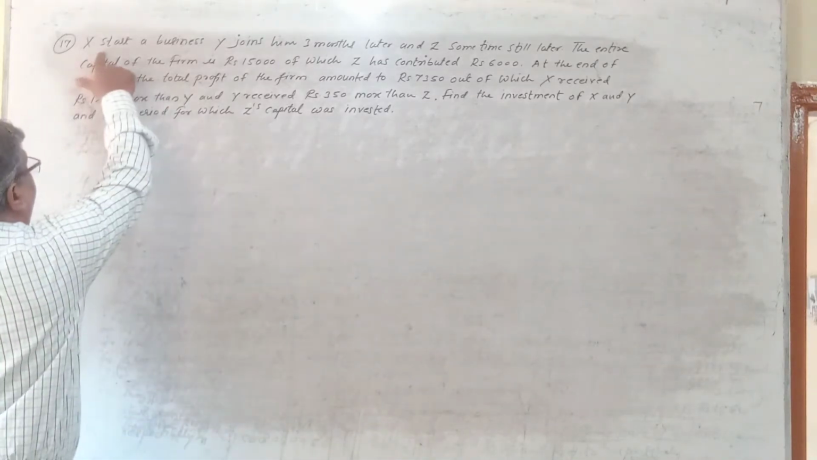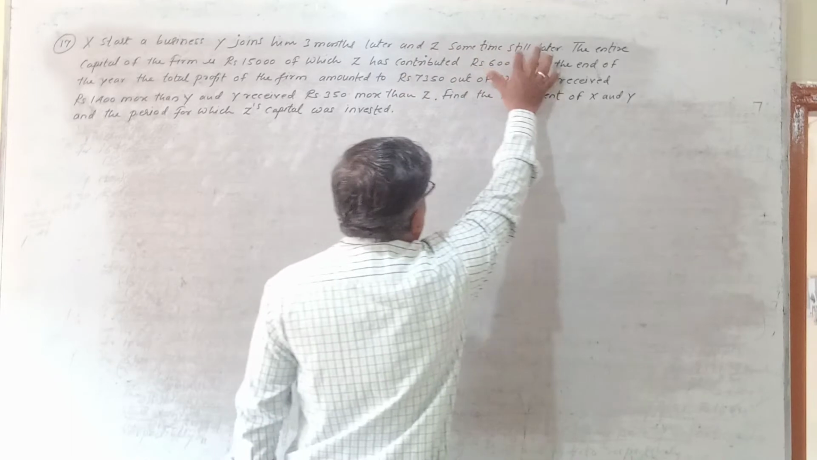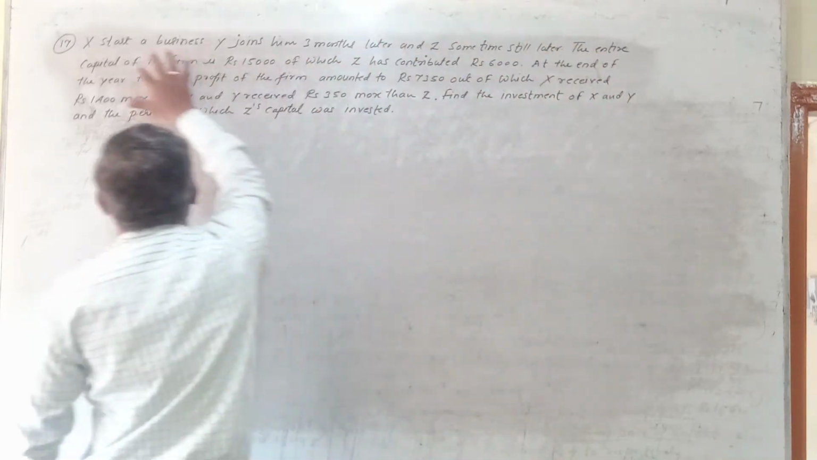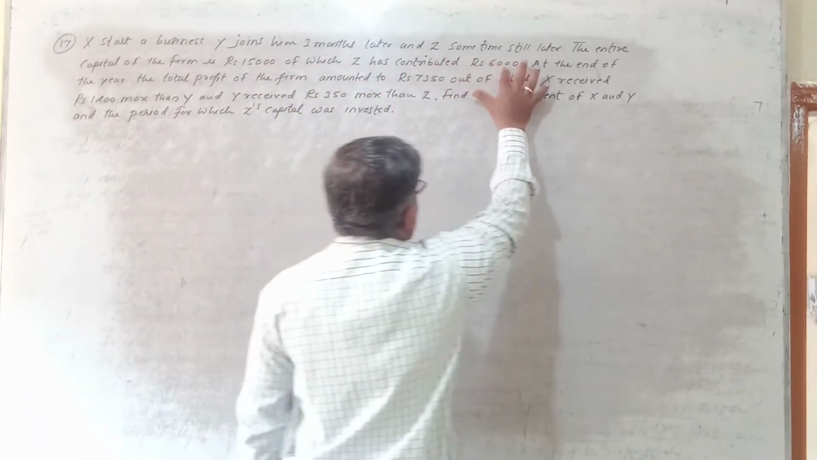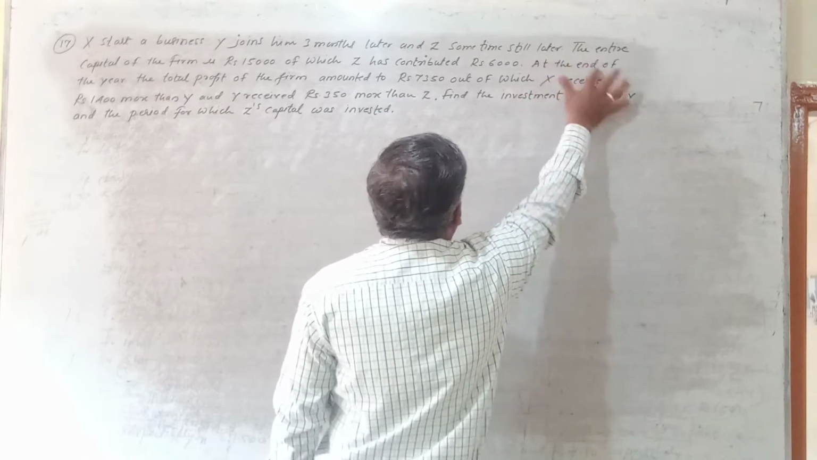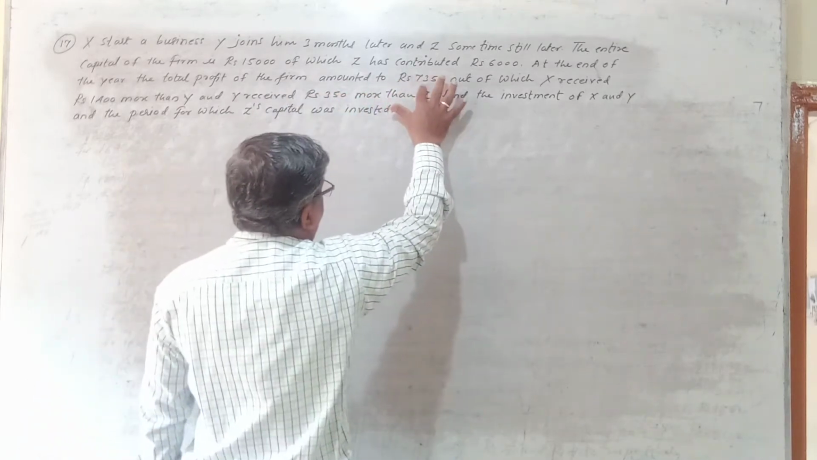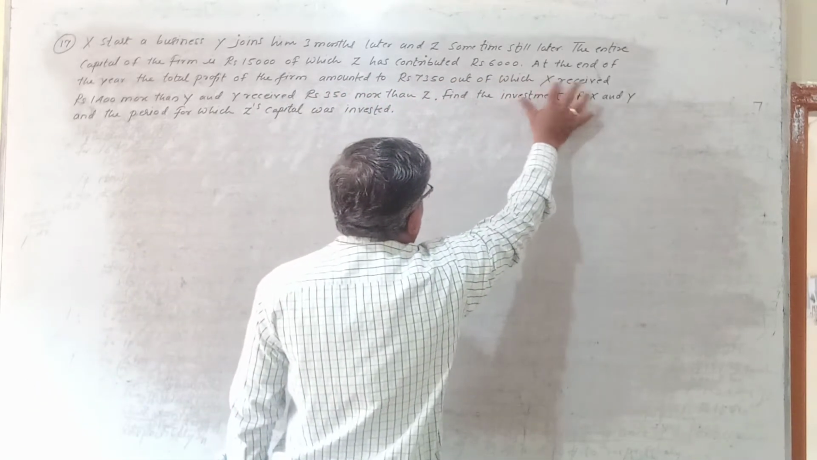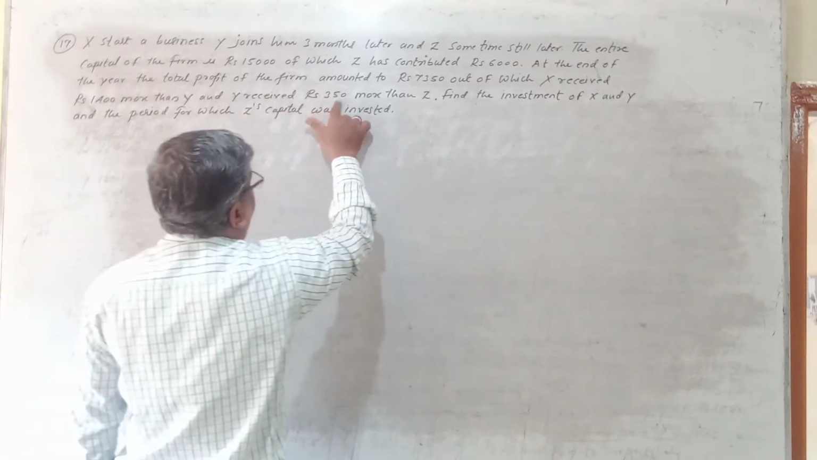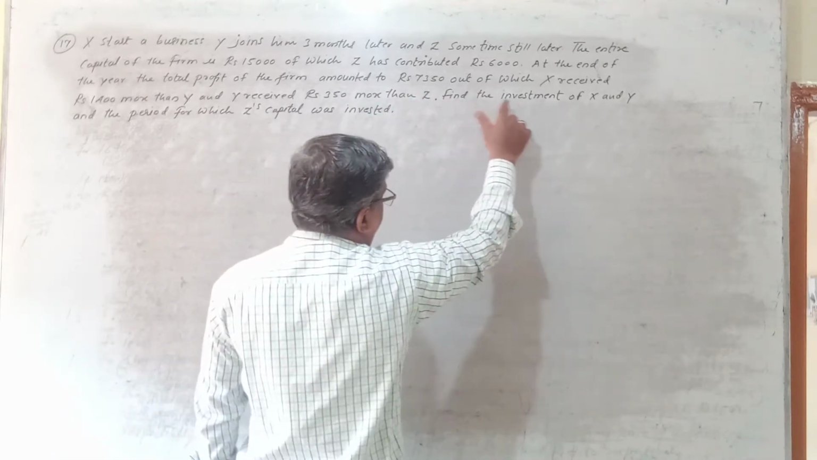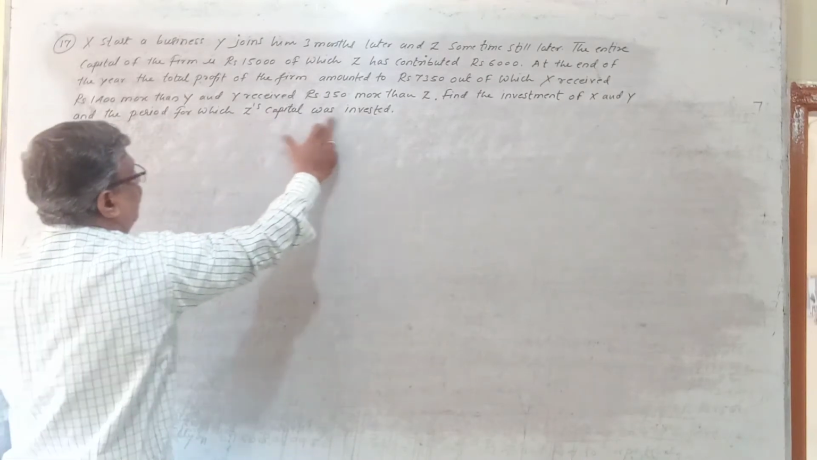The problem is: X starts the business, Y joins him 3 months later, and Z sometime still later. The entire capital of the firm is rupees 15,000, out of which Z has contributed rupees 6,000. At the end of the year, the total profit of the firm amounted to rupees 7,350, out of which X received rupees 1,400 more than Y and Y received rupees 350 more than Z. The question is, find the investment of X and Y and the period for which Z's capital was invested.